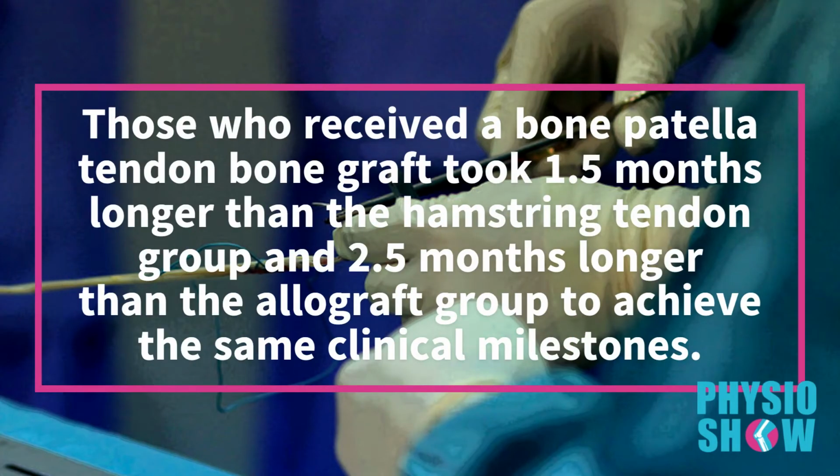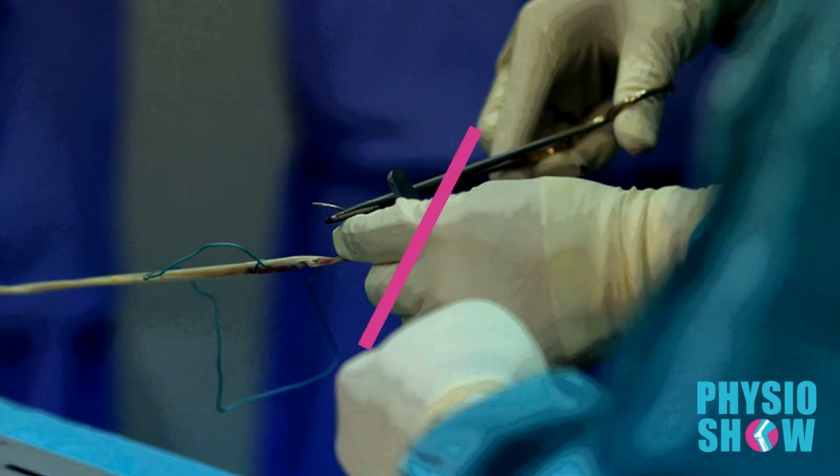So how do these grafts compare when it comes to post-surgical rehabilitation? Well, a study investigated the rate in which individuals who received ACL reconstruction achieved specific rehabilitation milestones. These milestones include strength, functional performance, as well as subjective questionnaires on perceived ability levels. The study found that those who received bone-patella tendon bone grafts took 1.5 months longer than the hamstring tendon group and 2.5 months longer than the allograft group to achieve the same clinical milestones.